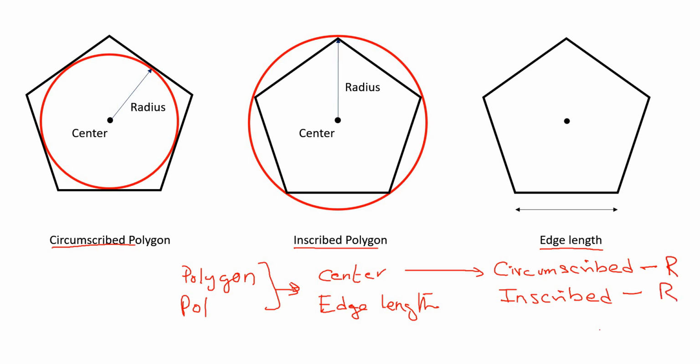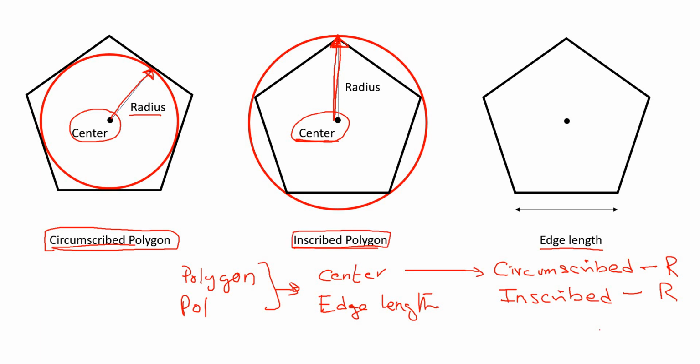So here you can see the circumscribed polygon. Here the polygon is circumscribed about a circle. Here you have the center of the circle and this is the radius of the circle. You can see that this polygon, in this case a pentagon, a 5-sided figure, is circumscribed about a circle. In the second one, here is the center of the circle and this is the radius of the circle. And in this case, the polygon is inscribed in the circle.